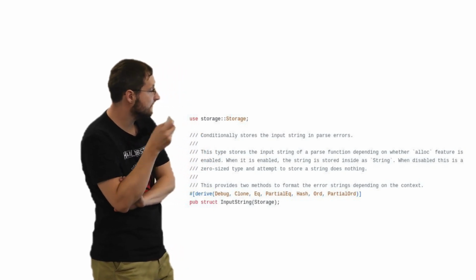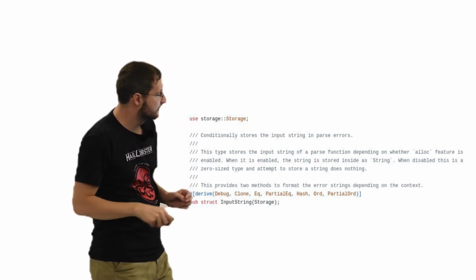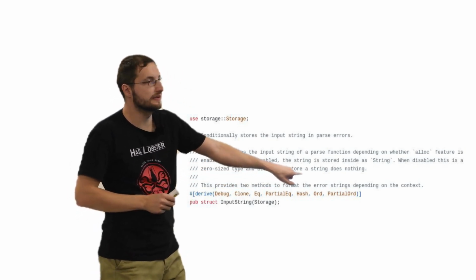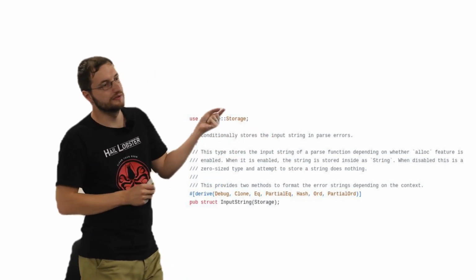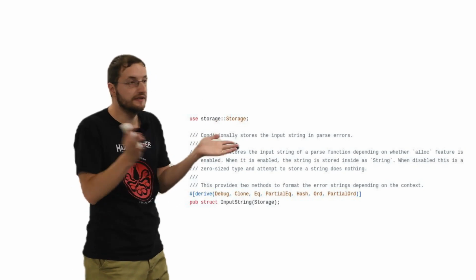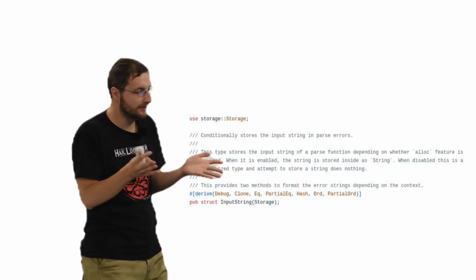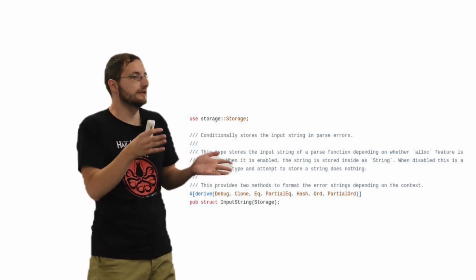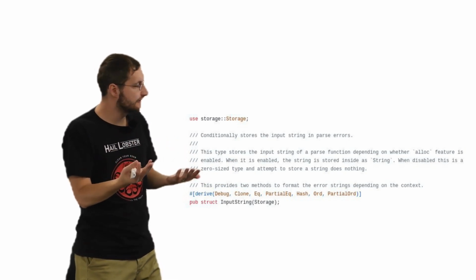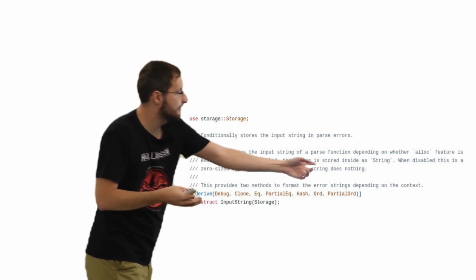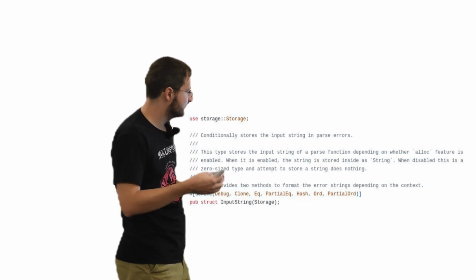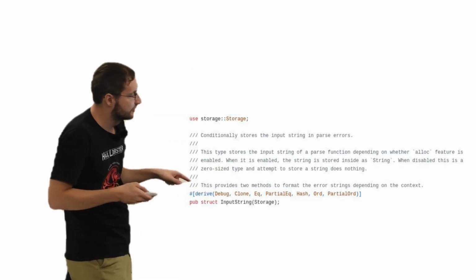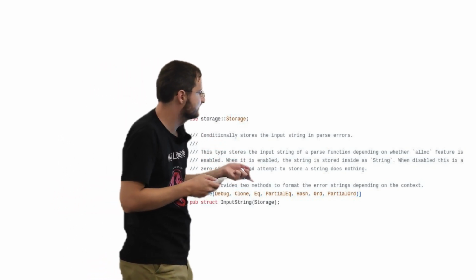So the idea here is that you have a struct that basically wraps some storage, and storage is conditionally either nothing, like an empty type, or it's a string. If you have an allocator, it's a string. If you do not have an allocator, it's nothing. You implement everything that needs to be implemented, and you also implement from conversions. Yeah, I didn't show them here.